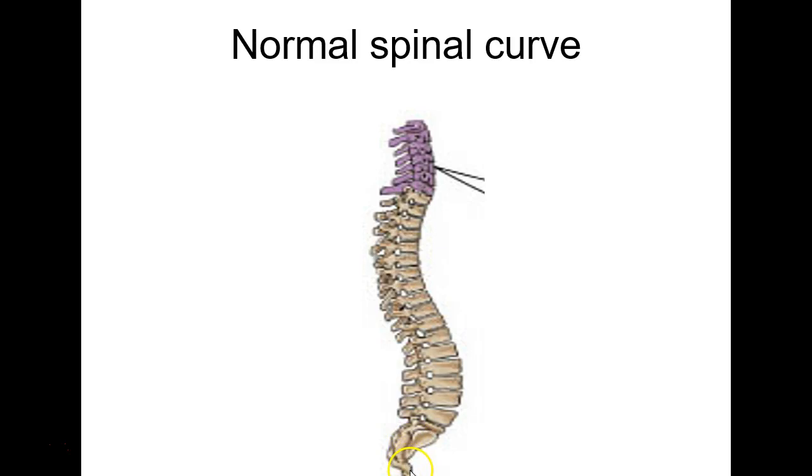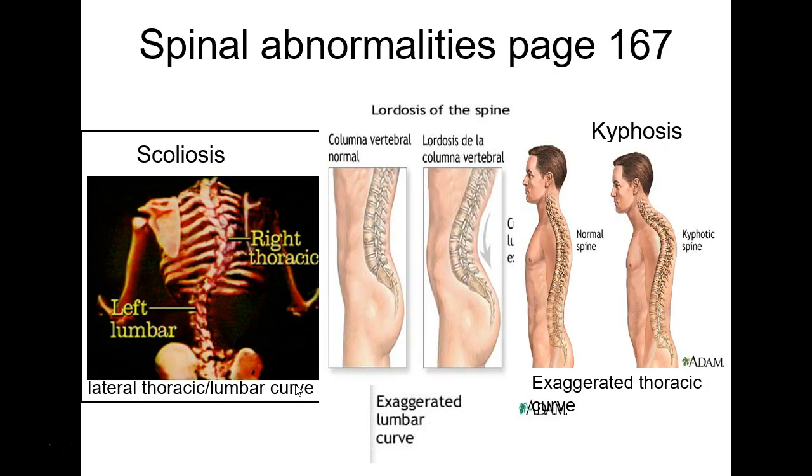So on a male, generally this points a little more to the front. On a female, it's more straight up and down. Just makes more room for the birth canal, for the baby to come through, okay.